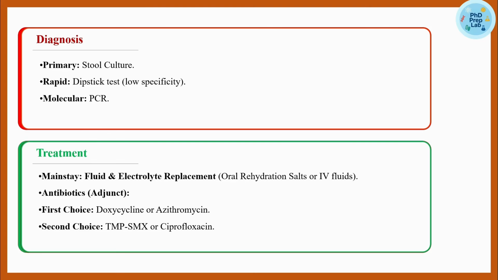The diagnosis is usually done through stool culture, and a very famous test used here is the dipstick test. The molecular diagnosis could be done through PCR as well. Mainly, the treatment includes fluid and electrolyte replacement or certain antibiotics, wherein doxycycline or azithromycin is used. Or the second choice would be TMP-SMX or ciprofloxacin.